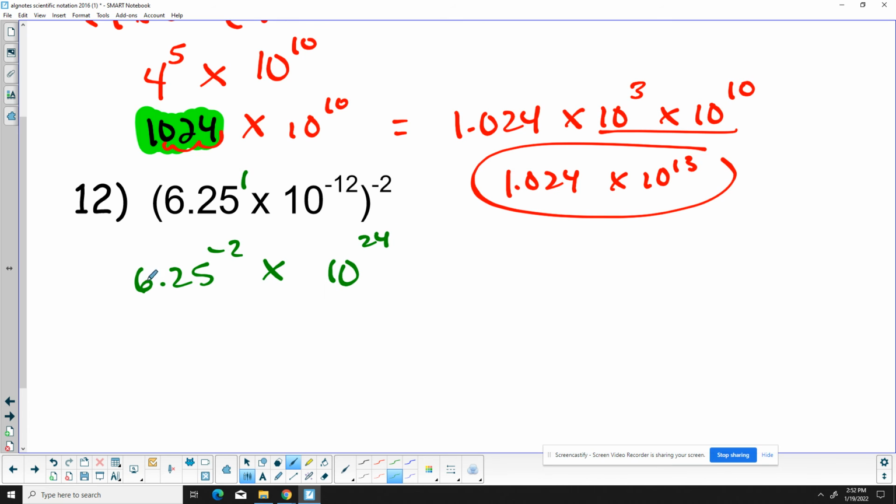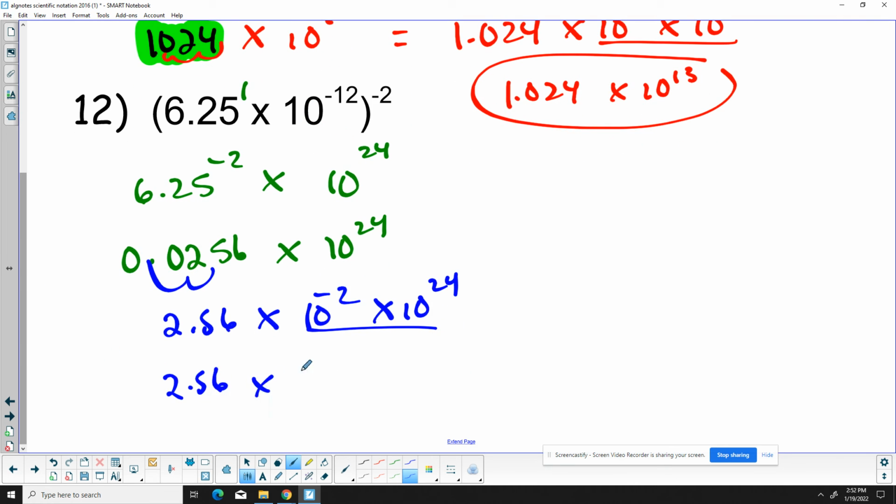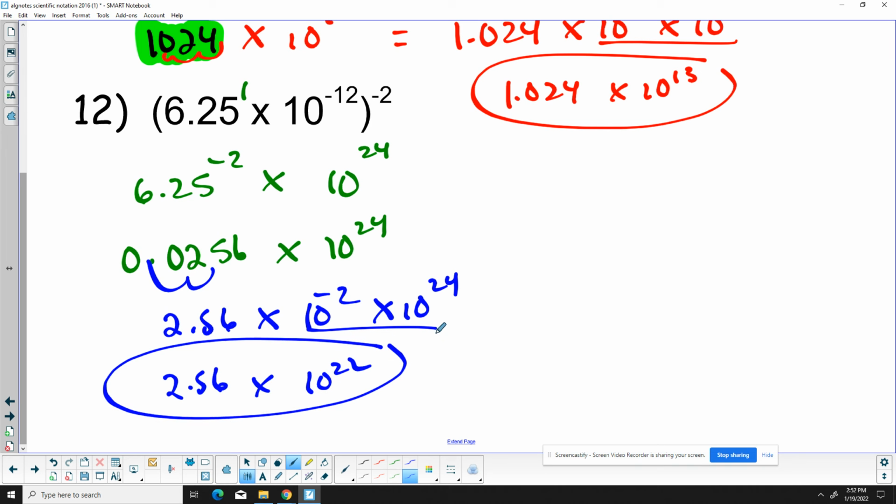So I'm just going to put this in my calculator. Normally, I don't want decimals, but in scientific notation, I totally do want decimals, no fractions. So that gives me 0.0256 times 10 to the 24th. This is way too small. The smallest it's supposed to be is 1.0. So when I move it over, I move it over 2 spots. And since I moved it 2 spots, it's a 2. And since it was smaller than the range, I make it negative. So now I'm going to combine those two. So 2.56 times 10 to the 22nd is my answer.